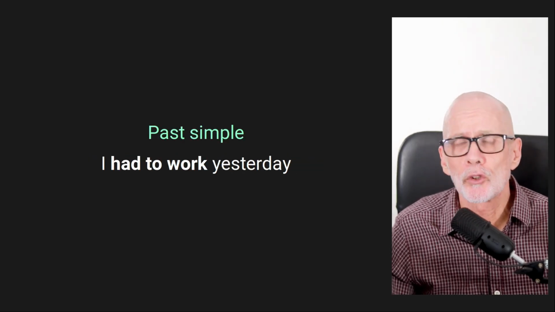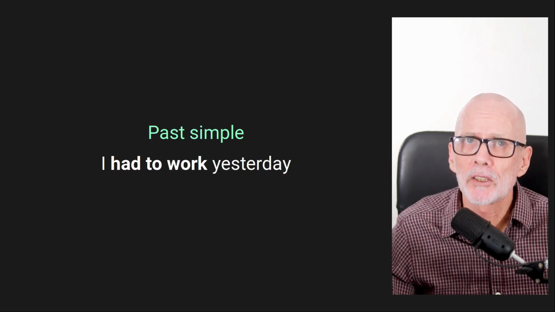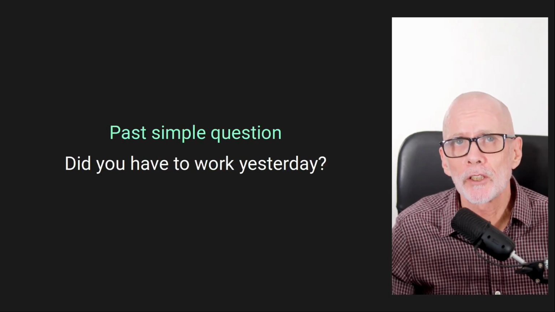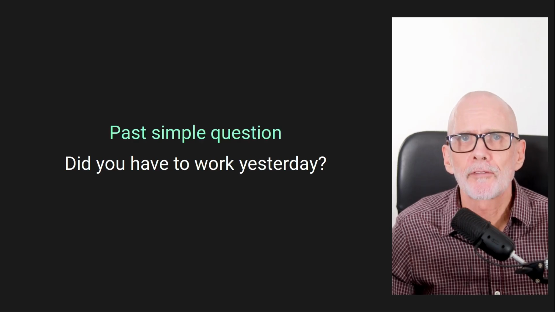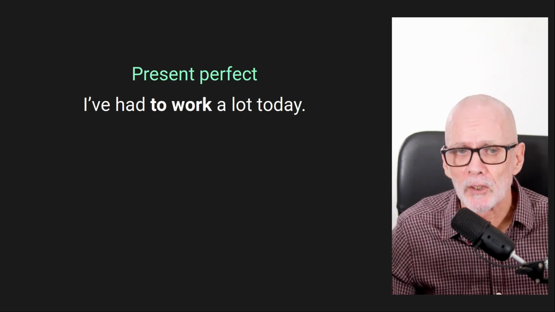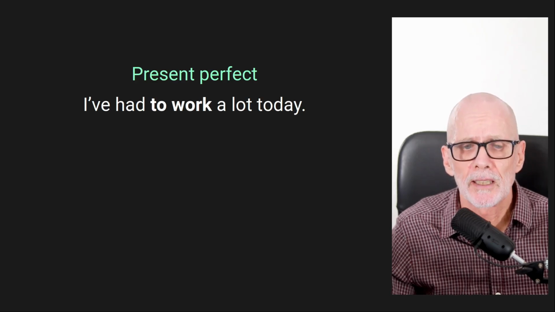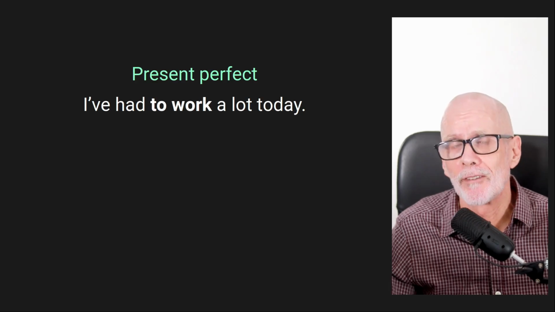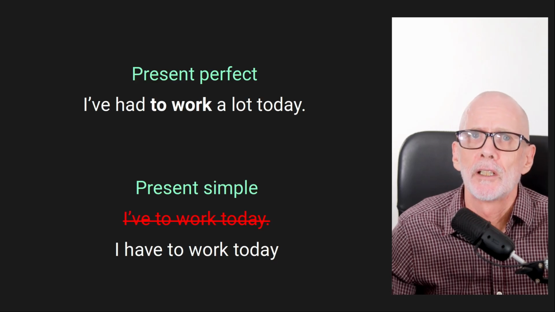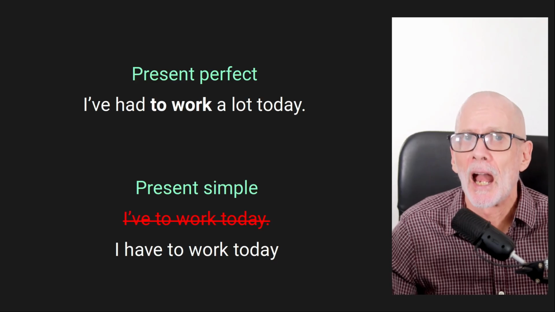Now, have to can also be used in other tenses. For example, we can use it in the past simple. I had to work yesterday. We can also make a question in the past simple. Did you have to work yesterday? You can put it in the present perfect. I've had to work a lot today. Notice here that I am contracting the first have, which is the auxiliary verb being used in the present perfect. But I cannot contract have in the present simple. I can't say I've to work today. I have to say I have to work today.